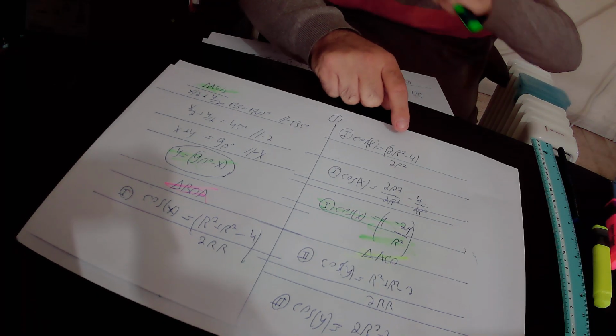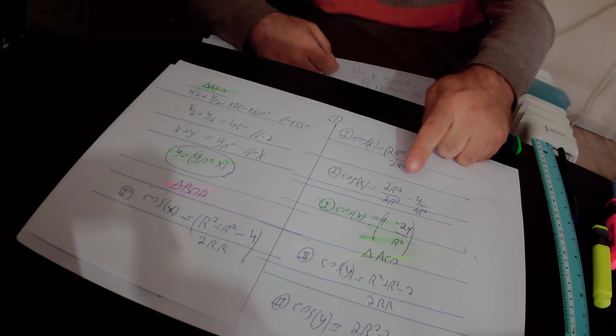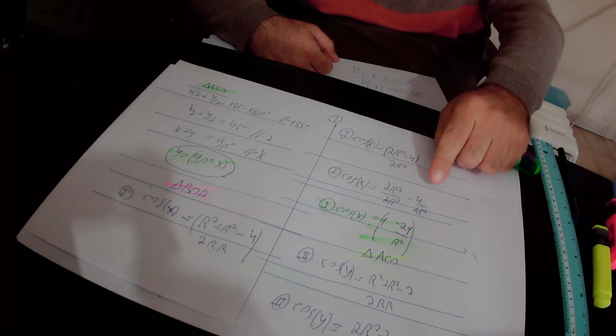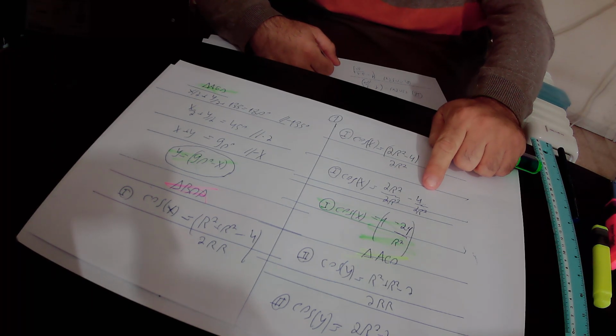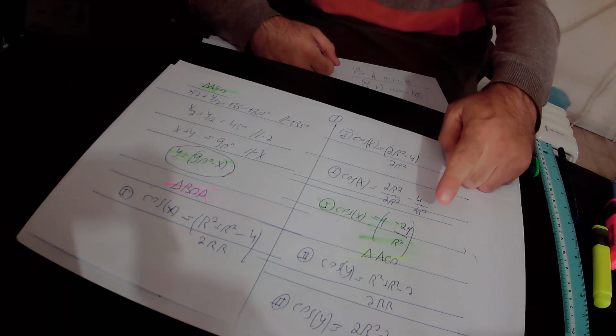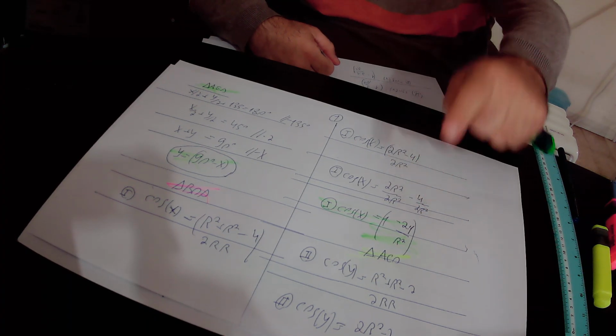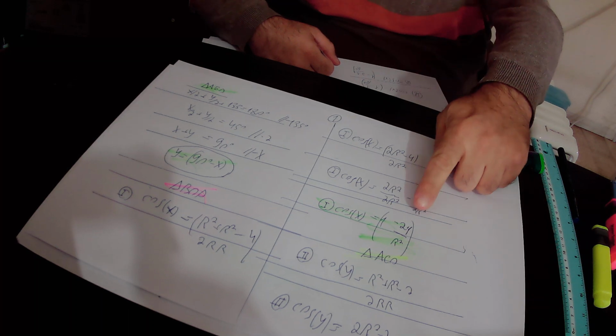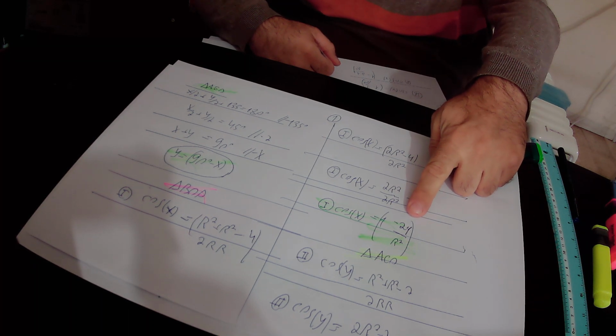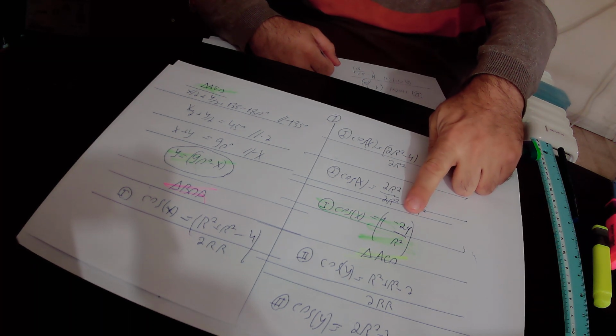So cosine x equals 2r squared over 2r squared is 1, and minus 4 over 2 is minus 2, so in the numerator we have minus 2, and in the denominator we are left only with r squared. We multiplied this expression by 1, and we got this expression.